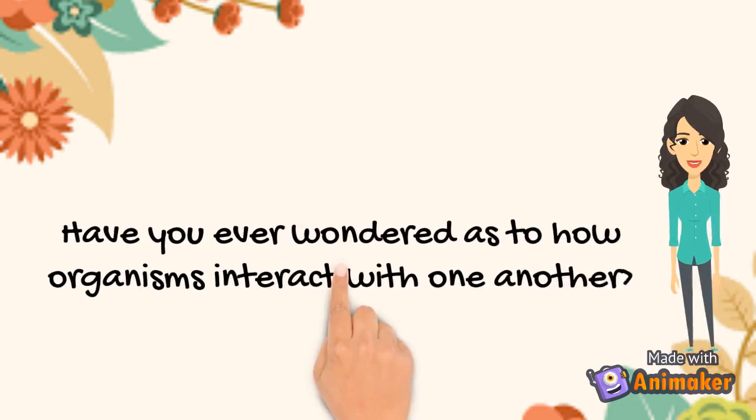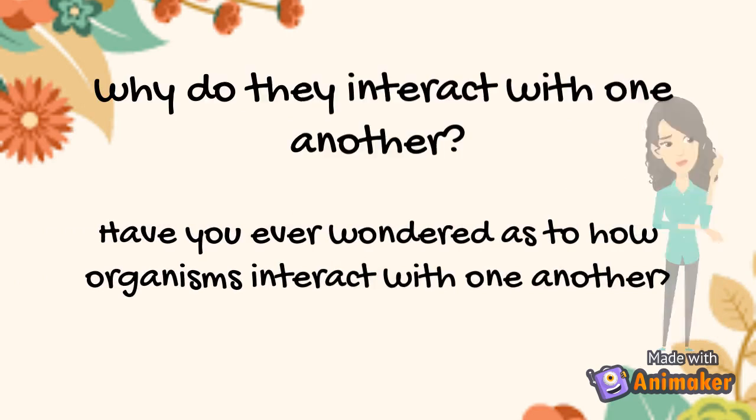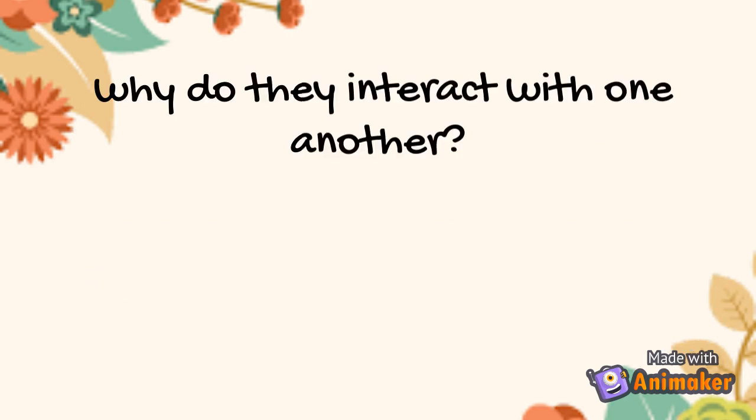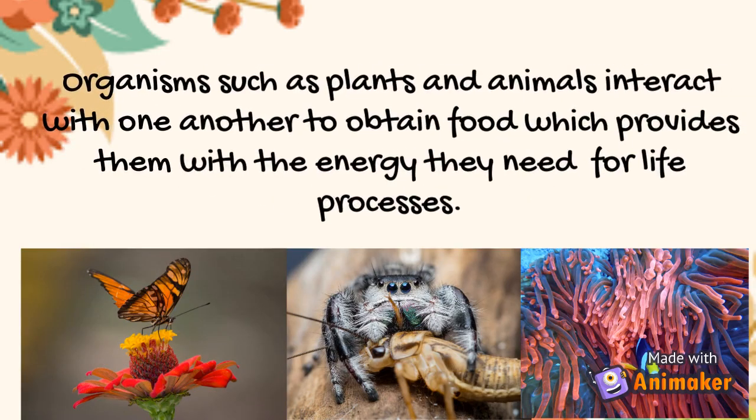Have you ever wondered as to how organisms interact with one another? Why do they interact with one another? Organisms such as plants and animals interact with one another to obtain food which provides them with the energy they need for life processes.